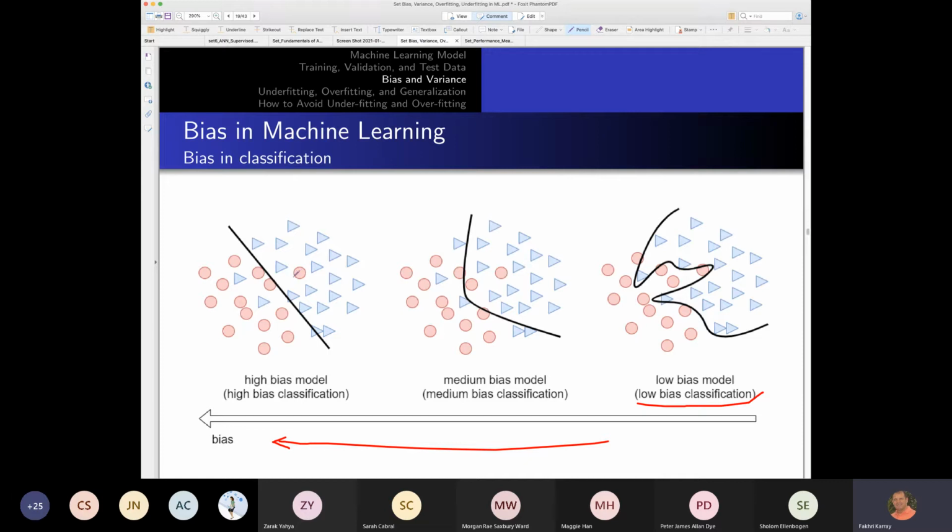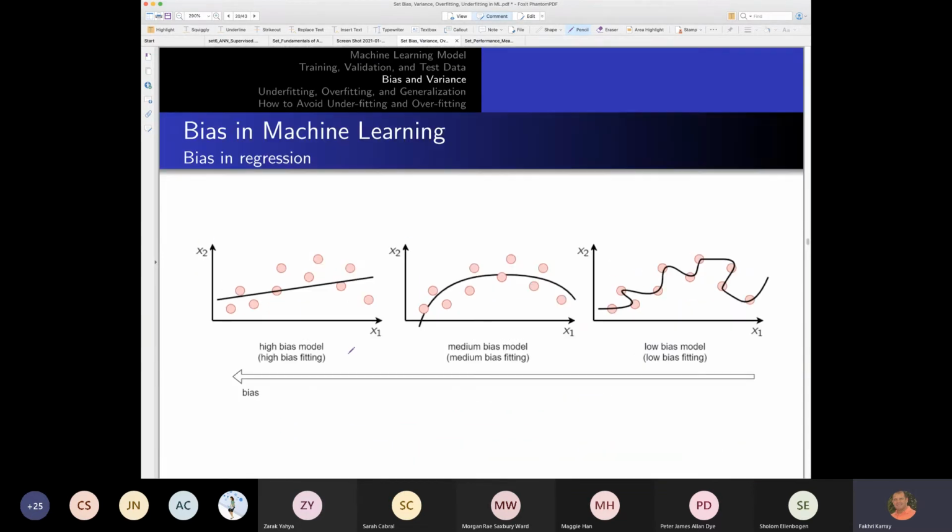As you can see, the distance between these elements and these elements here. So this is what we call the high bias model for a classification type of model. So this one is not a very well advised type of model. So this is for classification, bias in classification.